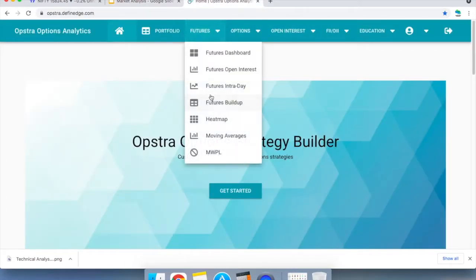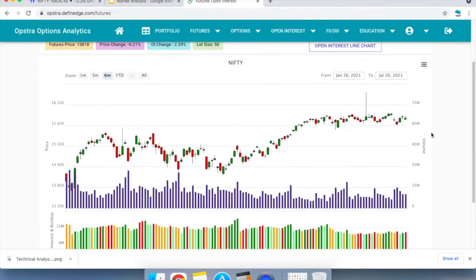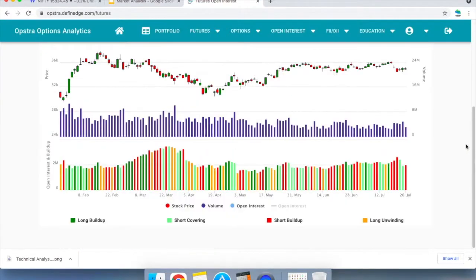Let's see what exactly happened in the open interest from the futures data. It is showing that it was a short build up on Nifty, and on Bank Nifty it was a short build up too on the futures.